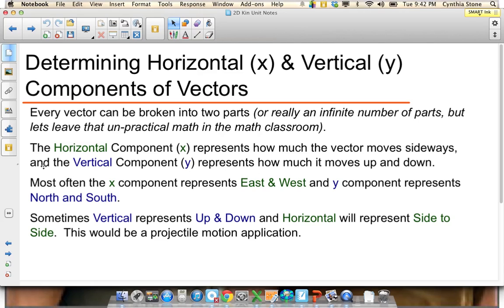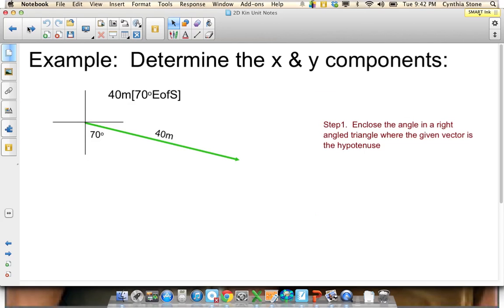Anyway, so this is what I'm saying. Most often, X is what I'll call the east-west, Y is the north-south, but sometimes in dealing with projectile motion or something, the vertical, or the Y, would be the up-down, and the horizontal would just represent side to side, and whether that's east-south or northwest, it doesn't matter. Okay, so let's just do an example then.